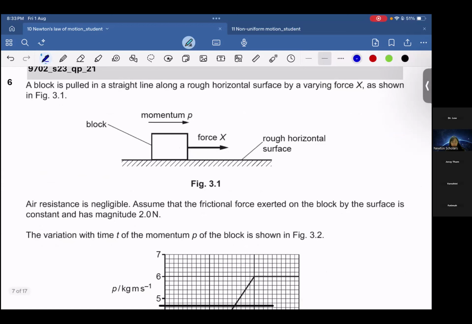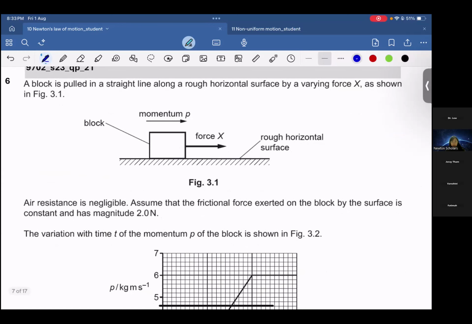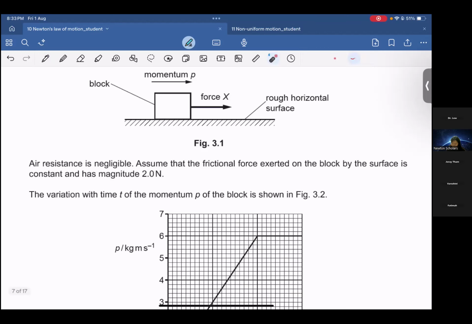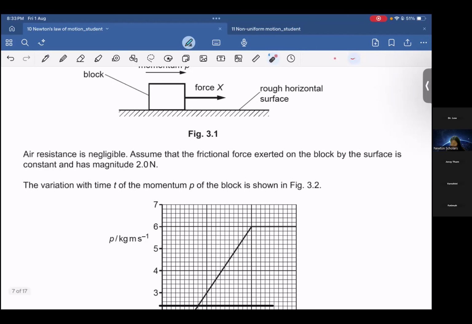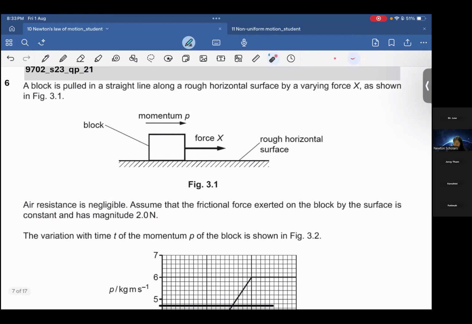Okay, a block is pulled in a straight line along a surface. That means we have frictional force, by a varying force. This force X will change. Air resistance is negligible, so we ignore the air resistance. Assume that the frictional force on the block by the surface is a constant with a magnitude of 2 Newton. You see it's moving in this direction, so your frictional force will always be in the opposite direction to the motion. So this one is your frictional force, which is 2 Newton. Okay, label it.